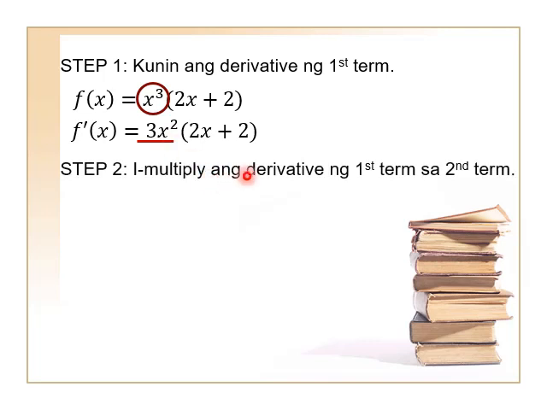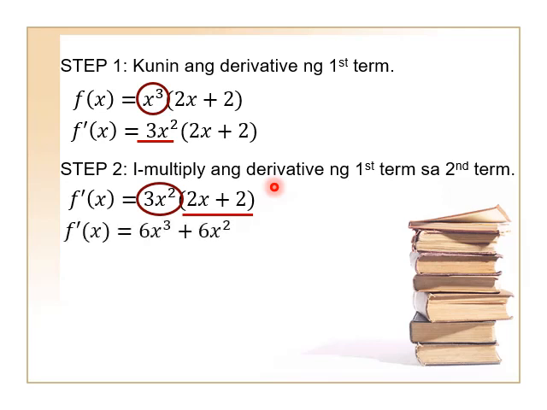Okay, and then, i-multiply natin ang first term sa second term. So, first term is 3x squared. Ito yung derivative nun. And then, yung second term natin is 2x plus 2. So, magiging sagot dyan, okay, 6x cubed. Ayan, 3 times 2 equals 6. X squared times x is x cubed. Plus 3 times 2 is 6, and then x squared. Ayan. Kaya naging x squared dito. Okay, so ito yung first part ng ating solution. Okay, so iwan muna natin yan.